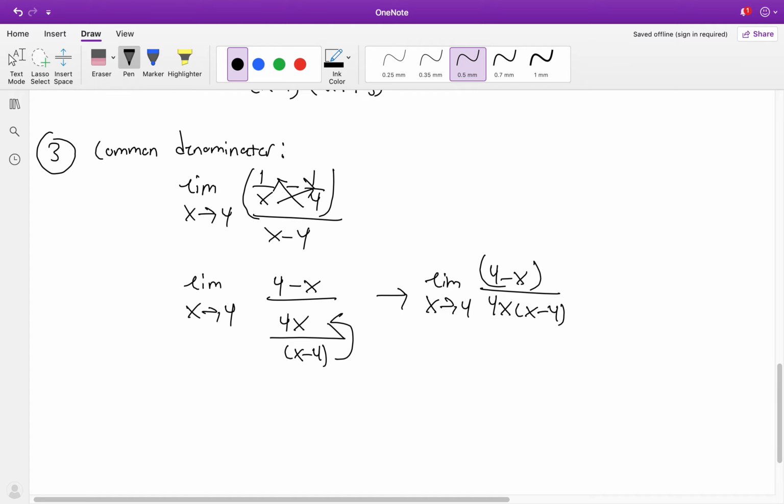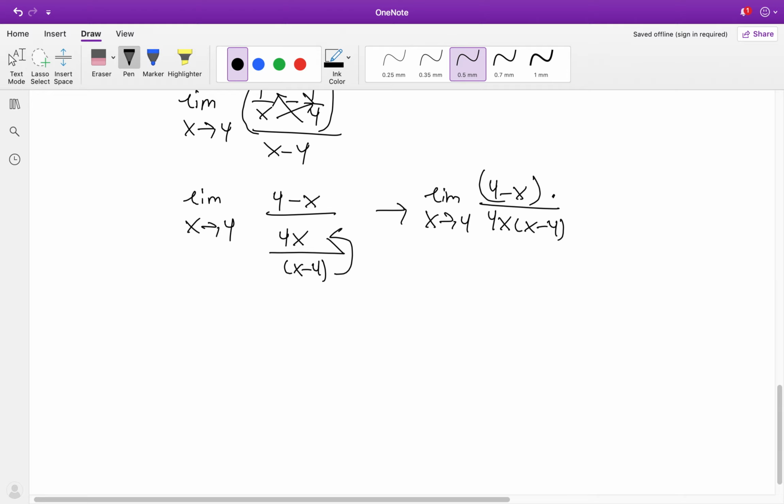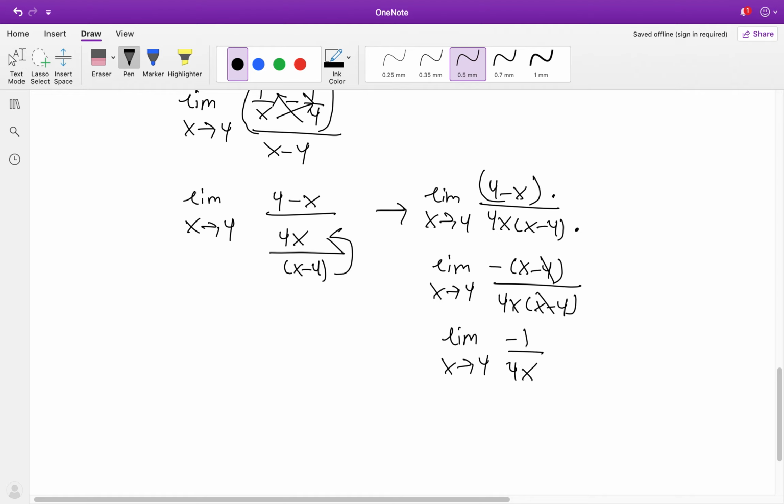Now this looks like we can almost cancel out this factor and this factor, but we have to rearrange our negatives. So if I factor out a negative in the numerator, I'll get x minus 4, and now it matches with what I have in the denominator. Now these two factors cancel, and I'm left with limit as x approaches 4 of negative 1 over 4x. And now if I go ahead and plug in 4, I'll get negative 1 over 16 as my final answer.